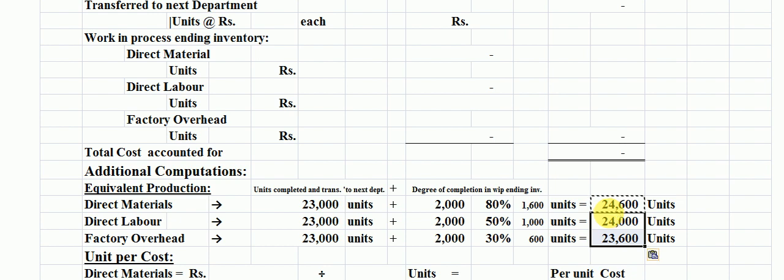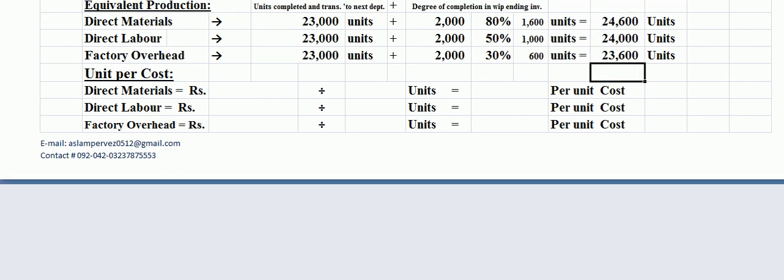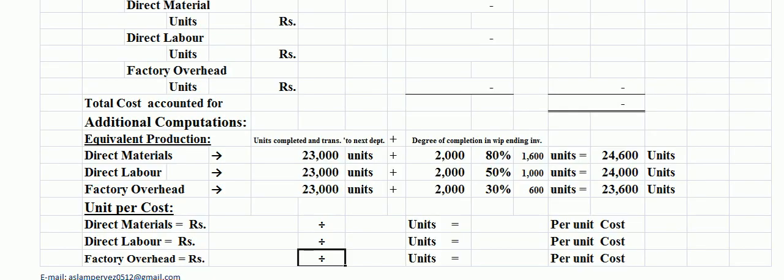So these are the equivalent production as factory overhead and the direct labor. Now students, we will find the per unit cost to put the cost of material, labor and factory overhead here, and the number of units, 24.